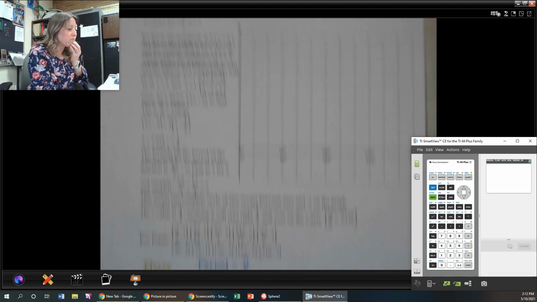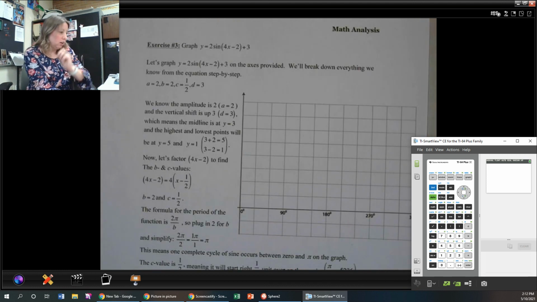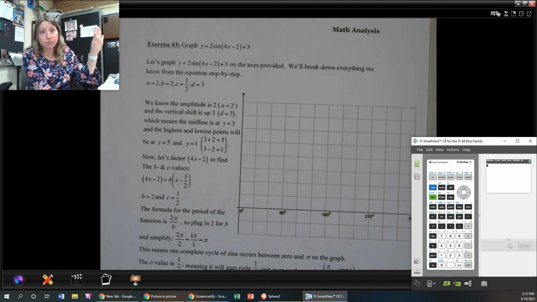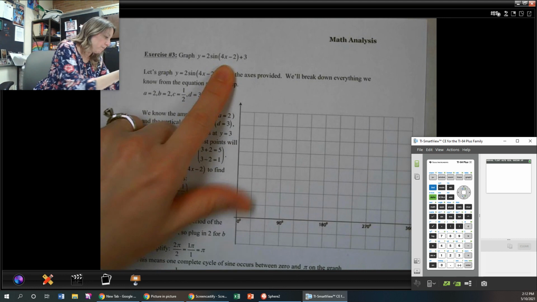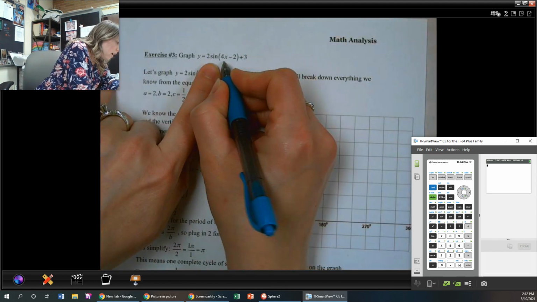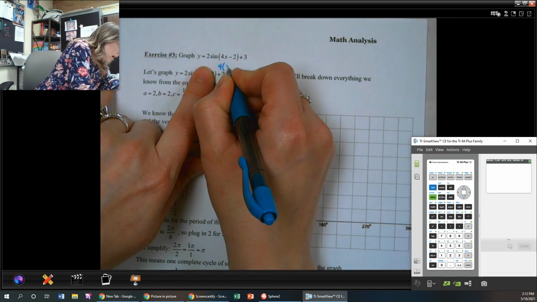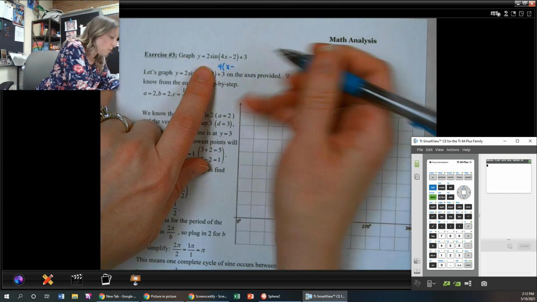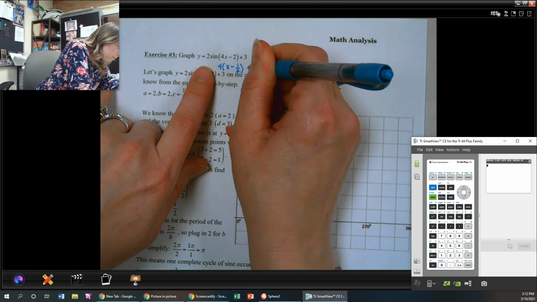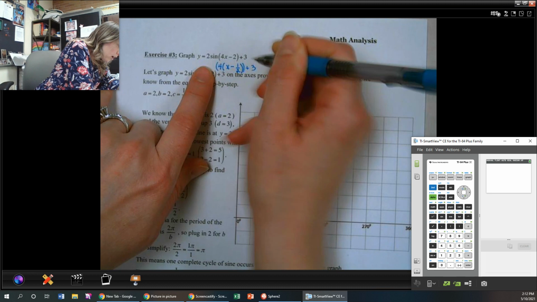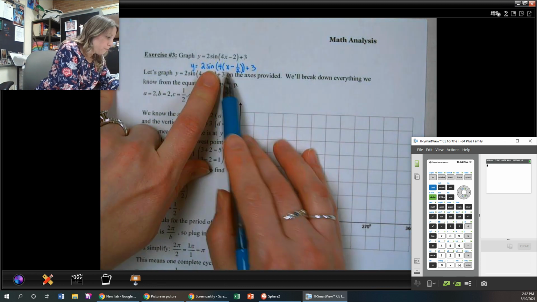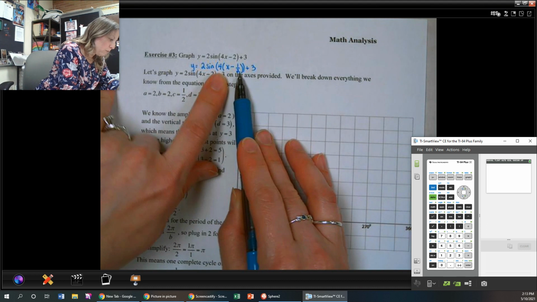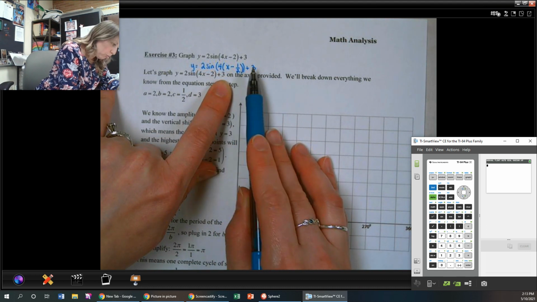Keep looking. Okay, here we go. Whoa! Lots going on here. I'm going to factor out the 4 first. That'll be very helpful. So 4 and then x minus, let's see, 2 divided by 4, that's 1/2, right? There we go. So 2 sine 4 times x minus 1/2, and then the 3 back here.